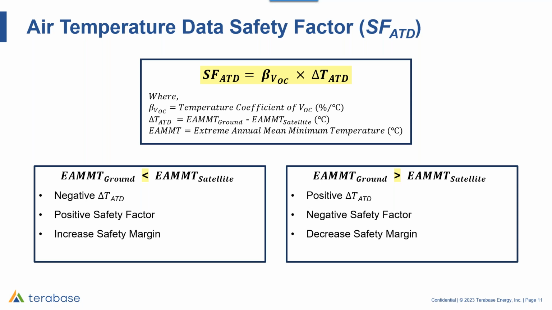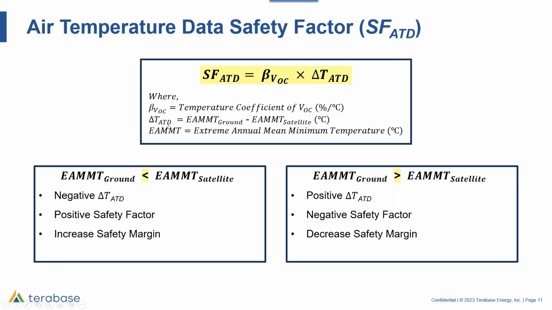Okay, so now let's focus on probably the most confusing part of Voltage Pro, and that is the air temperature data safety factor. That was one of the safety factors that we just saw in the demo. The objective of this safety factor is to correct for temperature bias in our satellite data. The safety factor itself is easy to compute using the equation highlighted here. It's simply the temperature coefficient of VOC, which we can get from the datasheet or PAN file, times the air temperature delta T. The computation of delta T, however, is a little complex, so let's spend a few minutes on it.